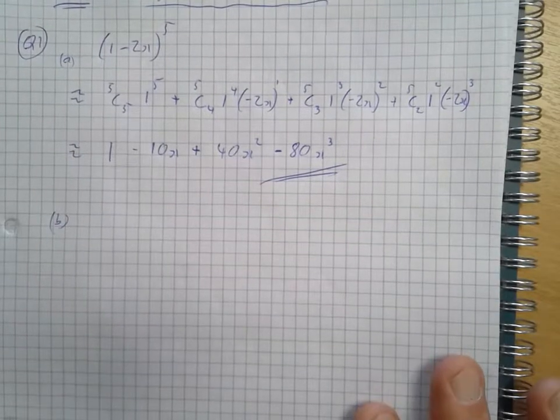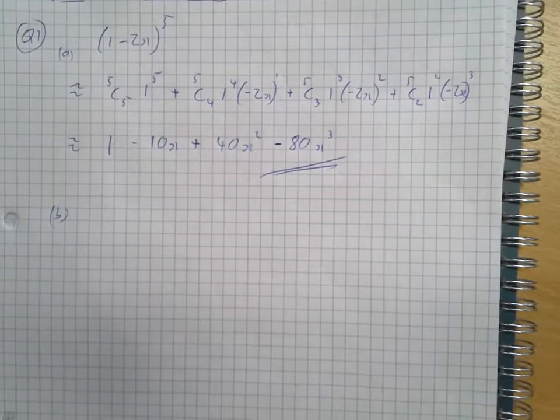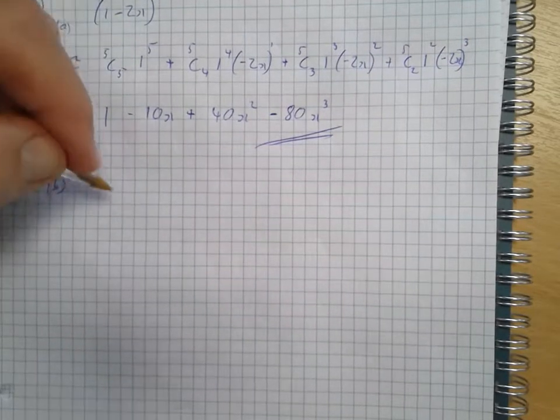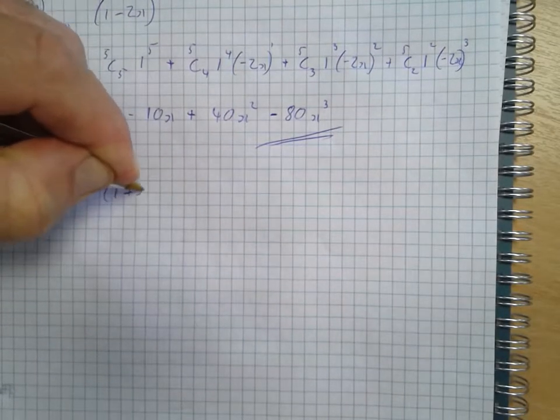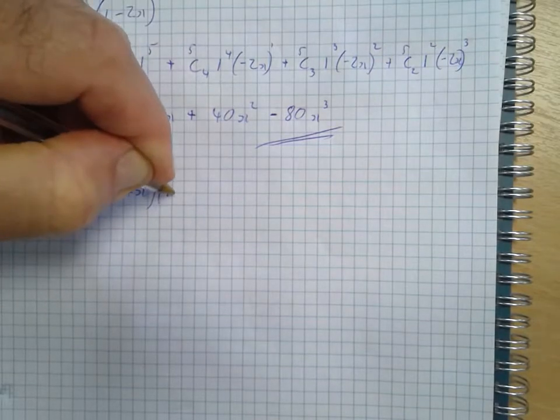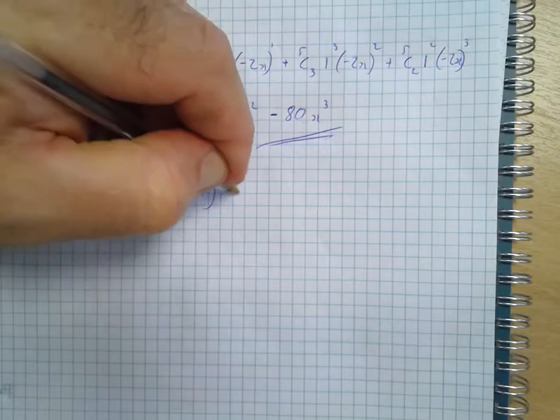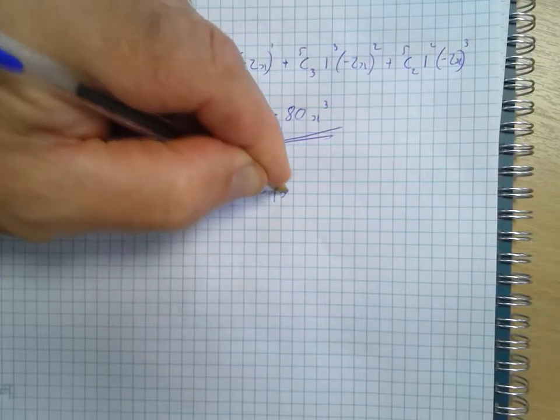Part B says x is small, so that x squared and higher powers can be ignored, so it's a standard sort of binomial question. Show that (1 plus x)(1 minus 2x) to the power of 5 is approximately equal to 1 minus 9x.